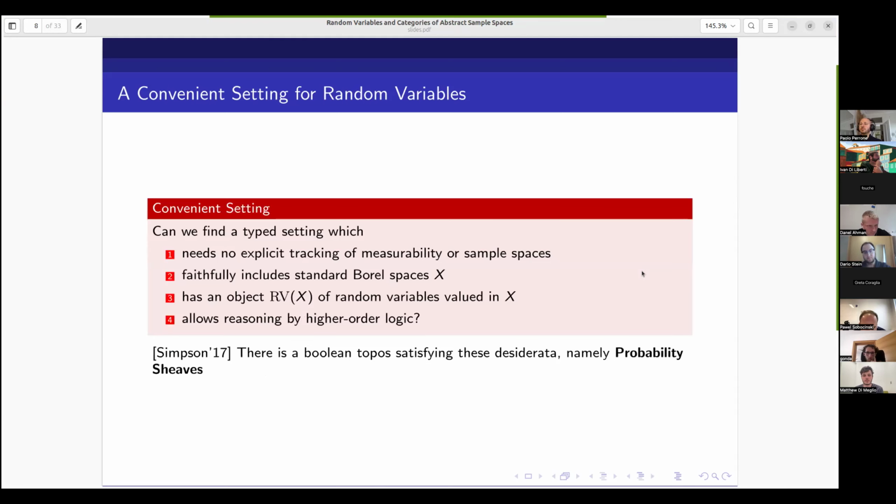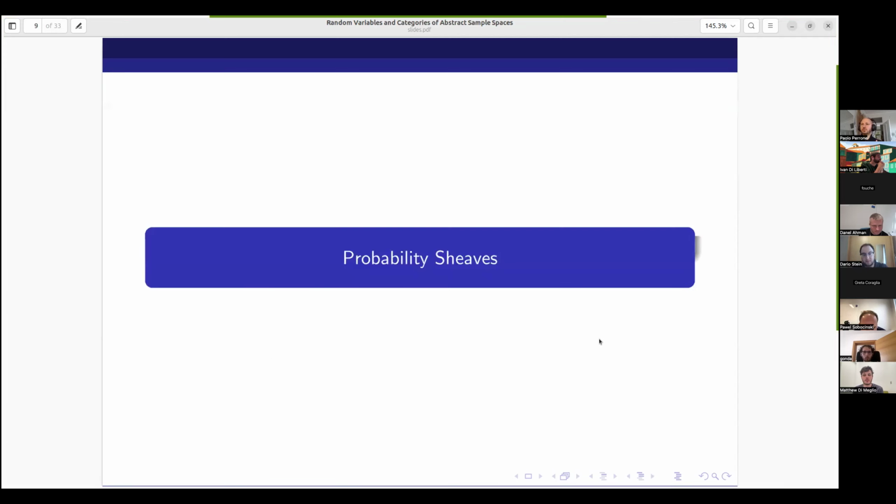Can we make it true? Yes, we can, and Alex Simpson did it. So he came up with a Boolean topos, which satisfies all these desiderata. So we have this object of random variables, and I will go briefly over how this construction works so that later we can generalize it to Markov categories. And this topos consists of probability sheaves.